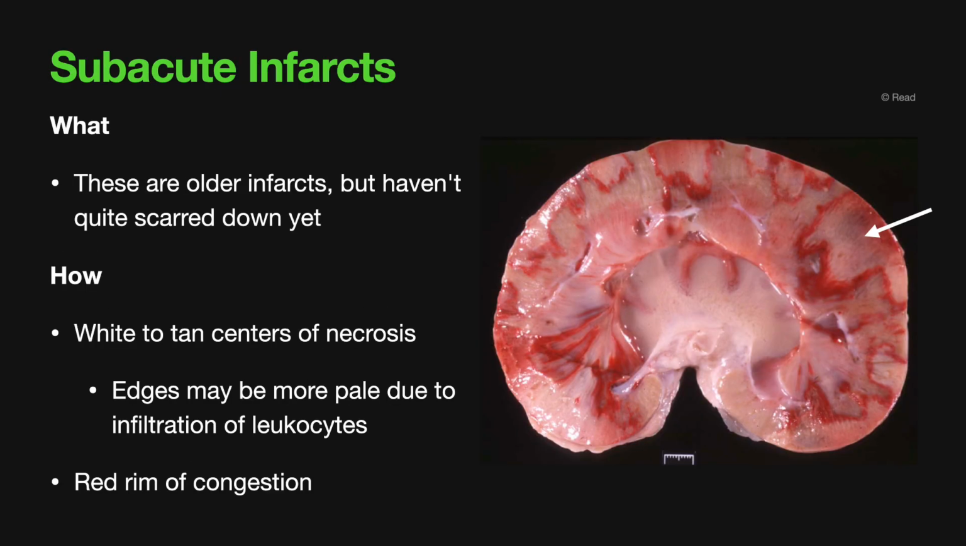Subacute infarcts are older infarcts that haven't quite scarred down yet. They are identifiable by their white to tan centers of necrosis. The edges of these areas may be more pale due to infiltration of leukocytes. These areas are also going to have a prominent red rim of congestion surrounding that necrotic area.